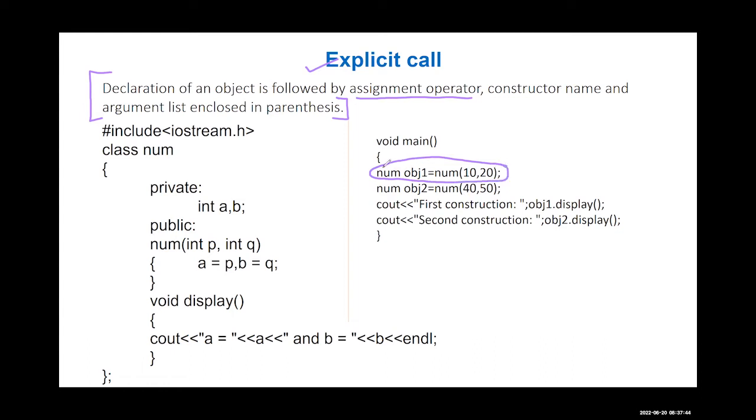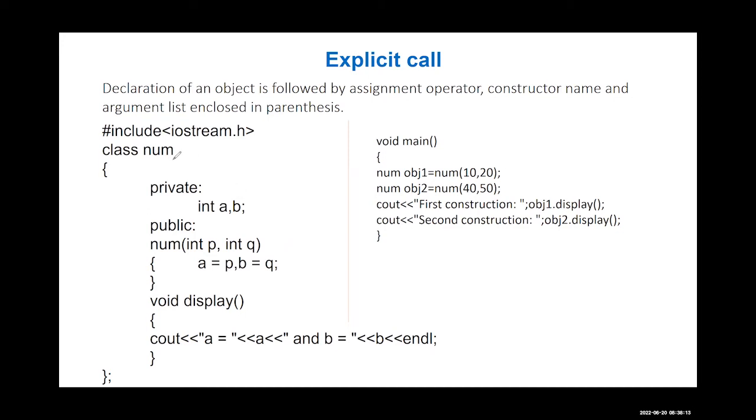I am having a Num. Num is nothing but my class name. I hope you all can see. I am creating an object of my class type, and in this case I am saying equal to Num. Now this second Num is nothing but my constructor, and I am passing the arguments here. So let me explain the program in detail.